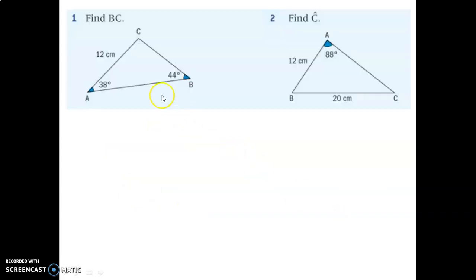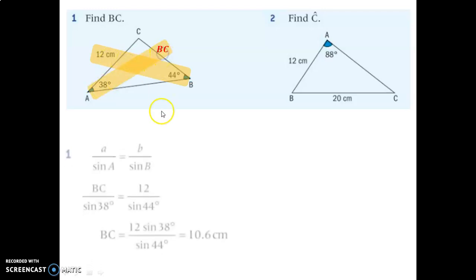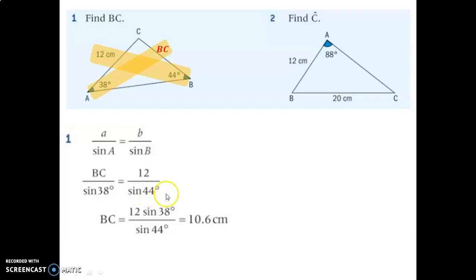Okay, so try these two. You're ready for another one. Try this one first. Okay, so you're looking for side BC. You look at that, you say, I know that angle and that side. I know that angle, I'm looking for that side. Set up your sine rule and put things in and solve. Hopefully that one worked out.